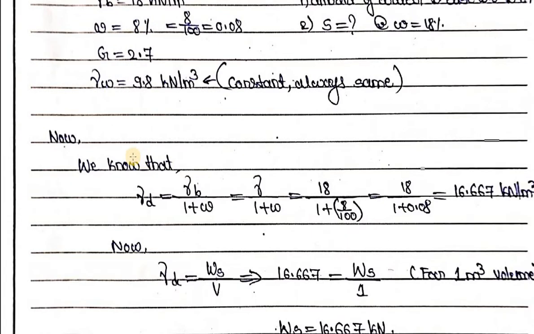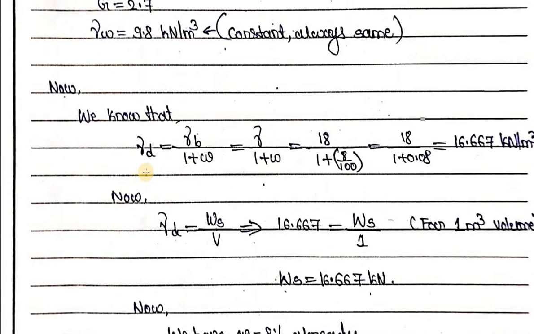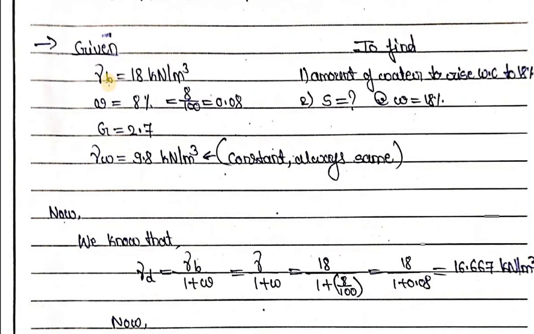So we know that gamma d is equal to gamma b divided by 1 plus small w. Gamma b is nothing but bulk unit weight. So just I am going to calculate a dry unit weight. Why I am calculating dry unit weight, you will understand further. So remember, in the given data I have not written volume.